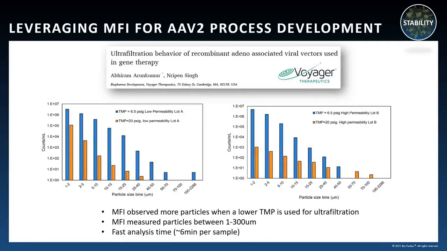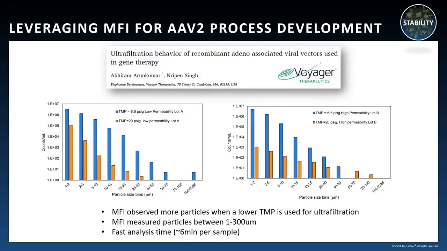Voyager Therapeutics has leveraged MFI for AAV2 process development and published some of those data summarized here. In this work, they are looking at the ultrafiltration of AAV2 process samples and the influence of different ultrafiltration membranes. Shown in these two graphs are the MFI particle concentration data. On the y-axis is particle concentration as counts per mL, and on the x-axis is the size range from 1 to 2,000 microns. And in these data, we're comparing two different lots of the TMP membrane, as well as two different gauge pressures, either 6.5 or 20, shown in blue and orange respectively.